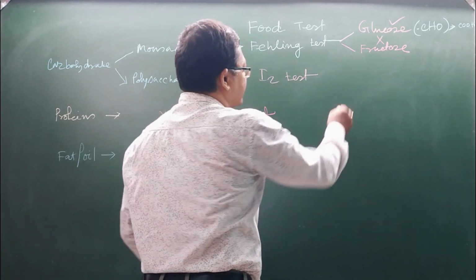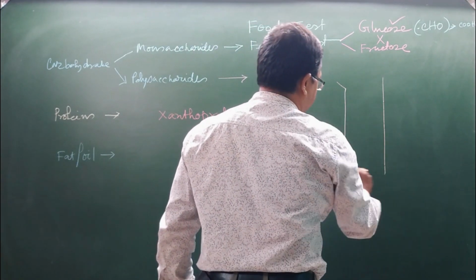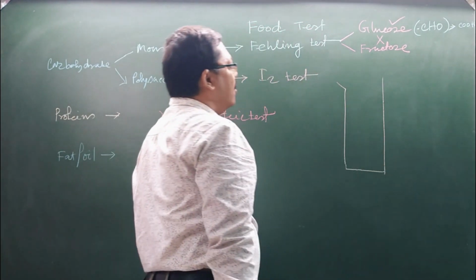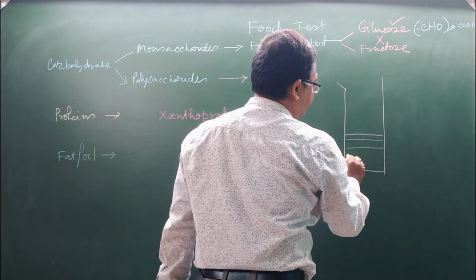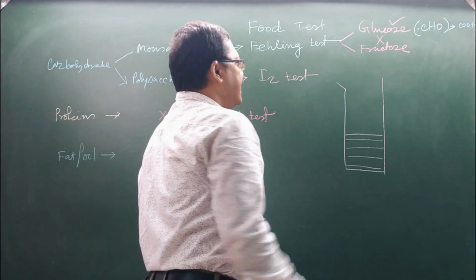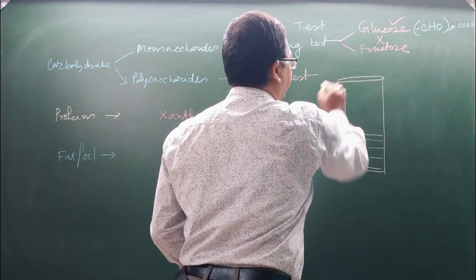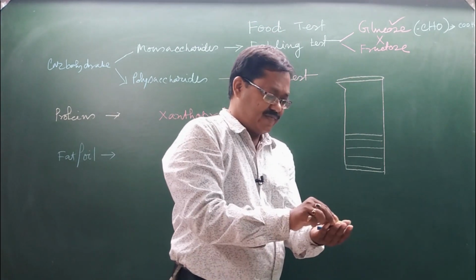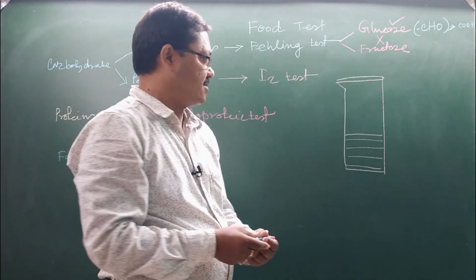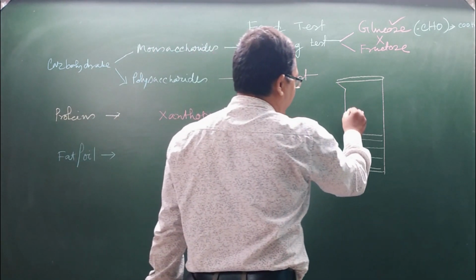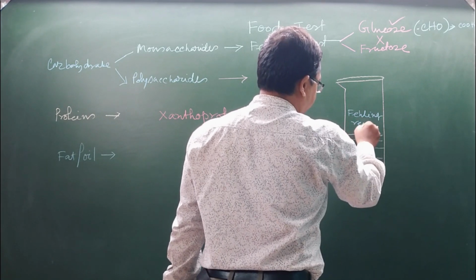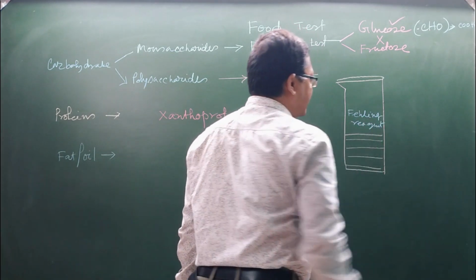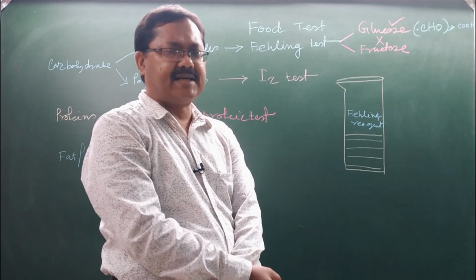Take a test tube. This is the test tube. We take a sugar solution, glucose solution. In this glucose solution, we add Fehling reagent. What is the component of the Fehling reagent?